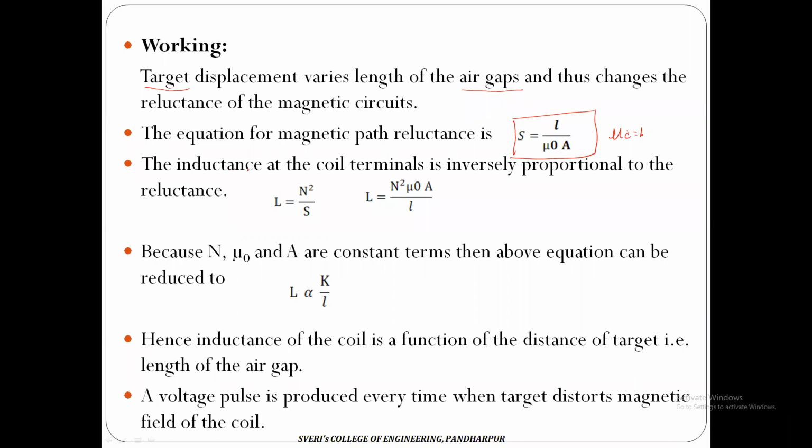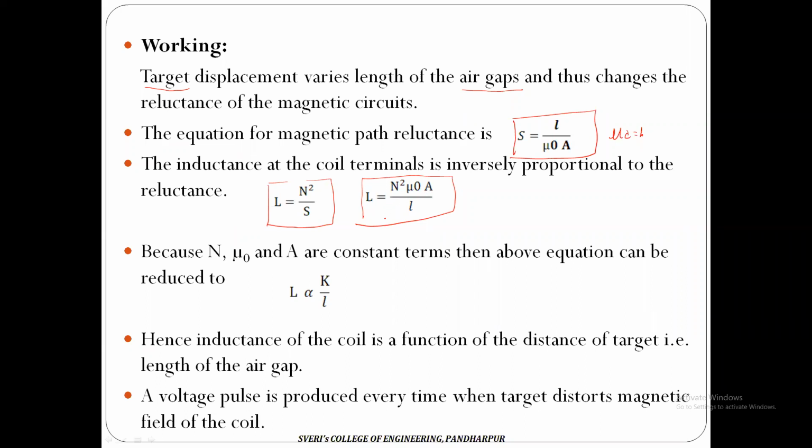And now we know that the inductance of the coil which is wound on that C-shaped permanent magnet is inversely proportional to the reluctance. So the L is equal to N square by S. This is the formula for self-inductance. Now S means what? If I put the value of S in that equation, here we get self-inductance L, which is equal to N square, and that S is nothing but L upon mu 0 A. If I substitute the value of S, then L comes at the denominator side and mu 0 A comes at the numerator side here.